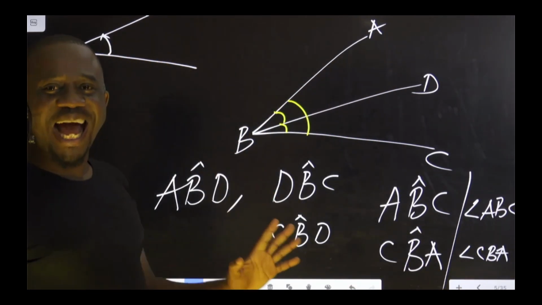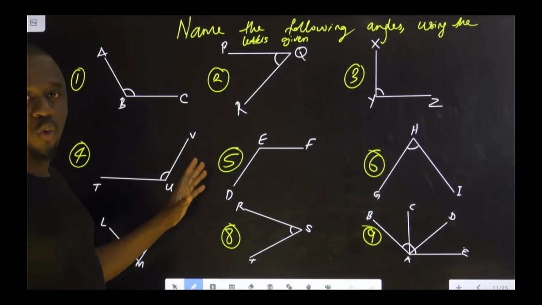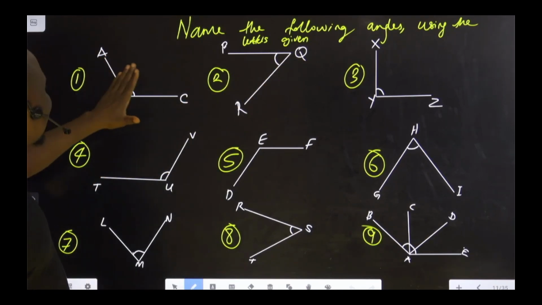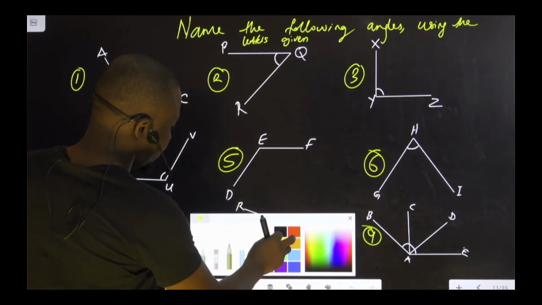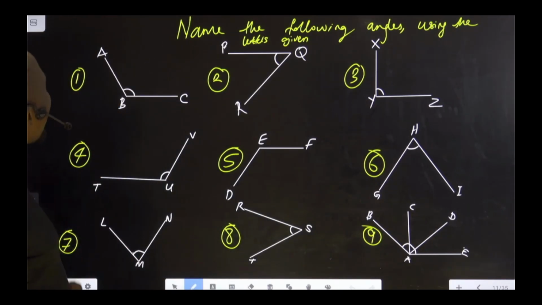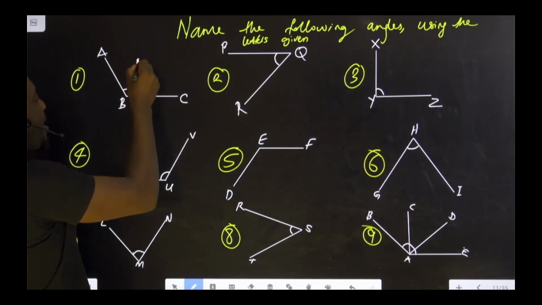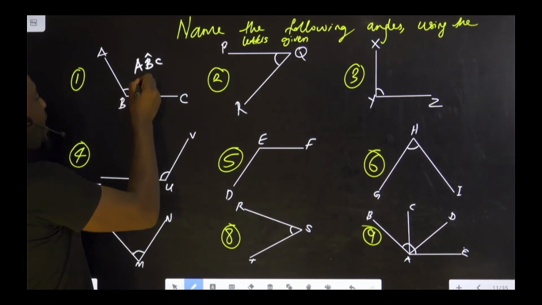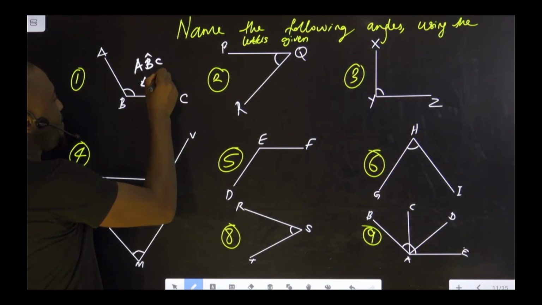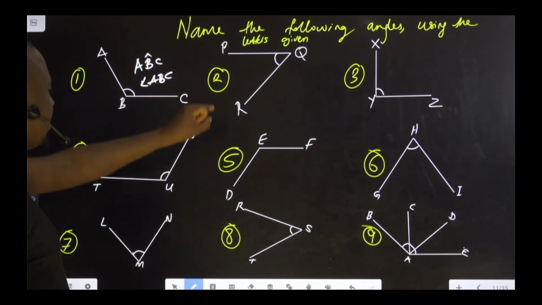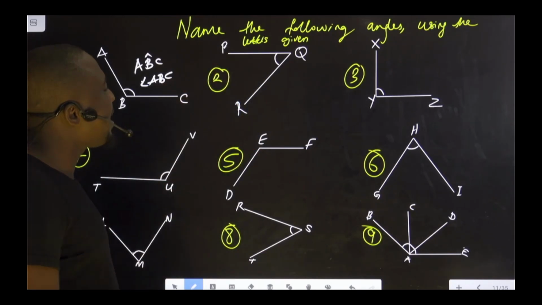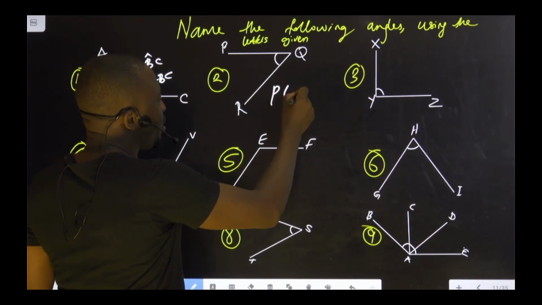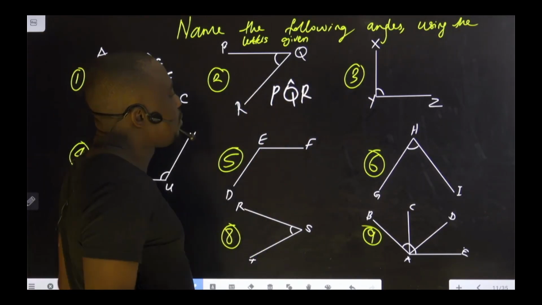It depends on your style of what? Labeling. This is a question before us. Name the following angles using the letters given. These are the letters given. Let me choose another color, say red. Okay? This angle is what? A, B, C. You put this here, or you say A, B, C. Number 2. What do you think is the label of this particular angle? PQR. PQR. What about this?